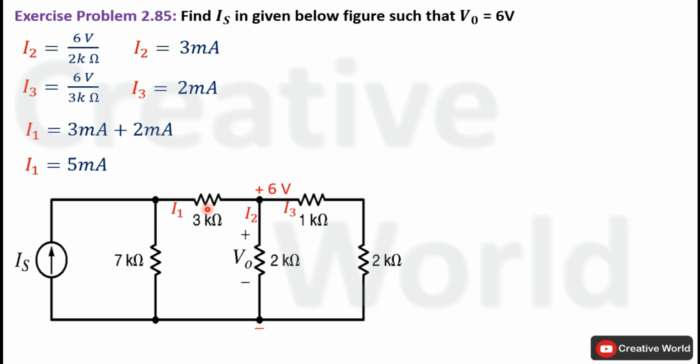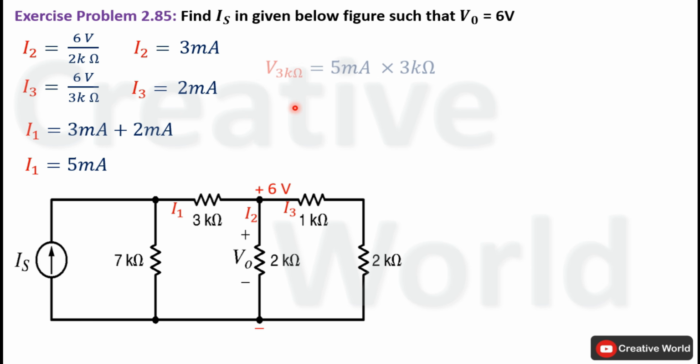Now 5 milliampere current is flowing through this 3 kilo ohm branch towards this node. We have calculated the value of current through this 3 kilo ohm branch. We can calculate voltage across this branch as well. Voltage across this 3 kilo ohm resistance will be the product of current I1 and the value of resistance.